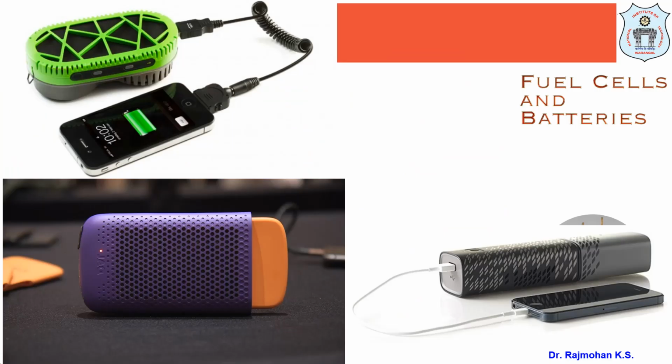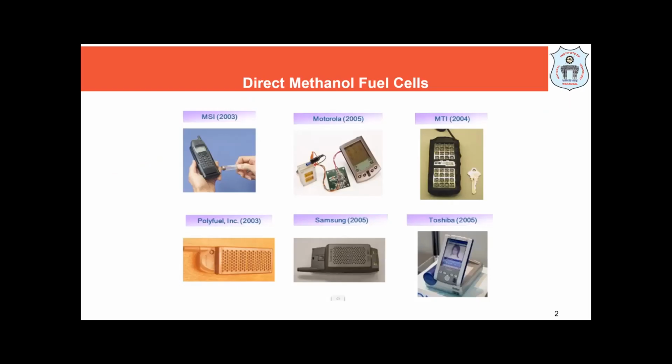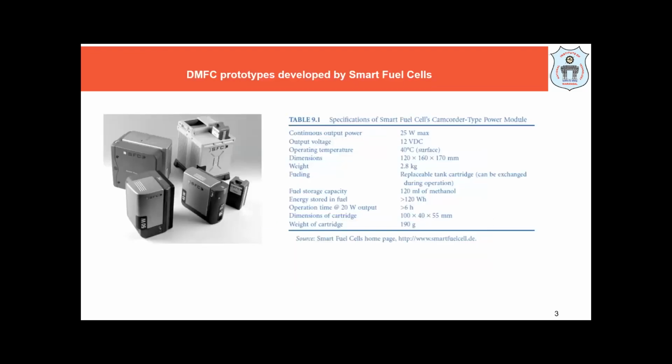Direct methanol fuel cells have been commercialized. You can see some of the cellular mobile phones, the Motorola models, Samsung model, Toshiba model phones, which use direct methanol fuel cells as the battery in place of batteries. And if you look at even these smart fuel cells, if you look at the specifications, you can see that here.